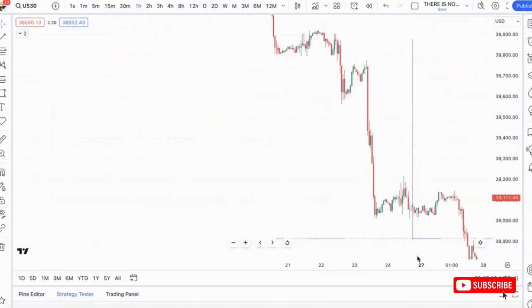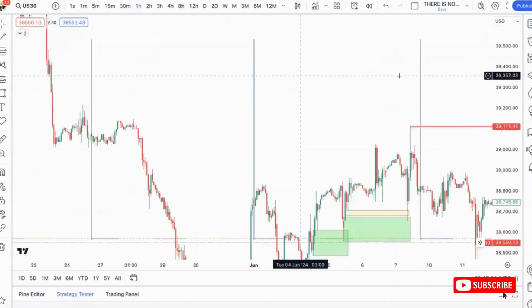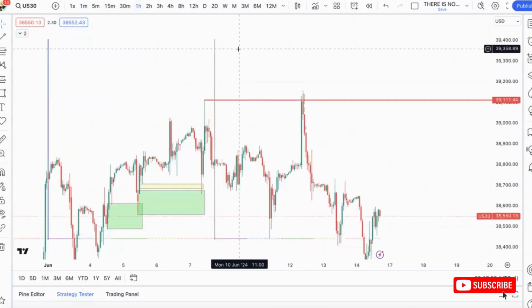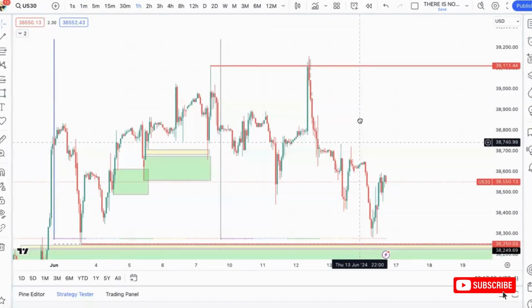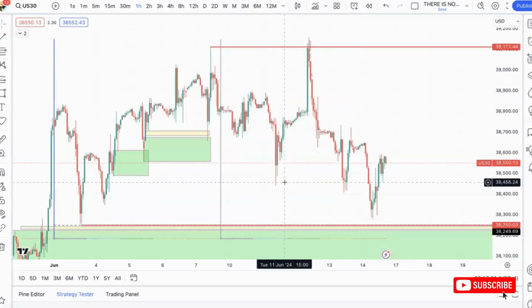On the higher time frame is where you are targeting the lows, right? So here's the week. Entry, entry, entry, entry. What are you targeting? The lows. This low could be a target for you. As you can see, price comes down into this low.